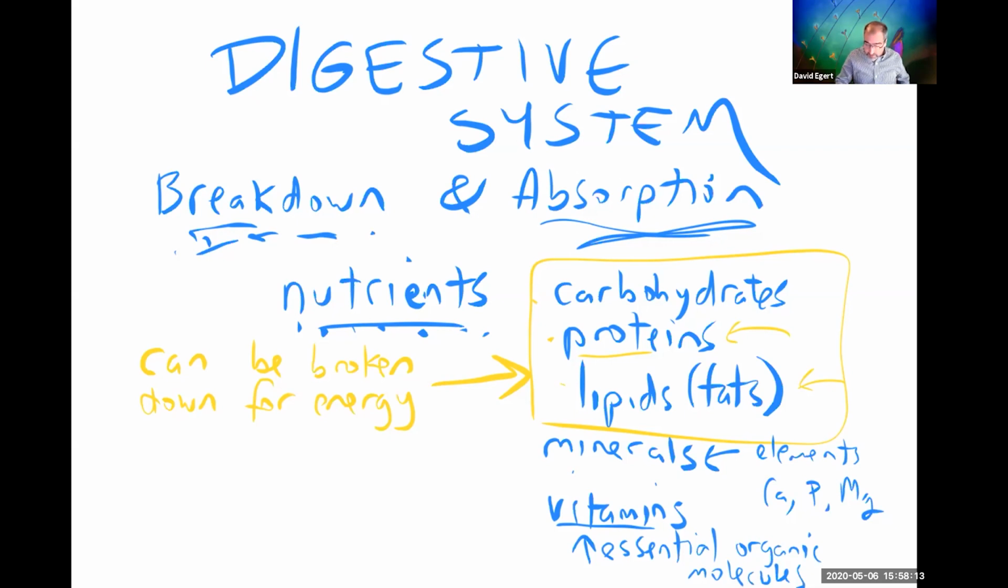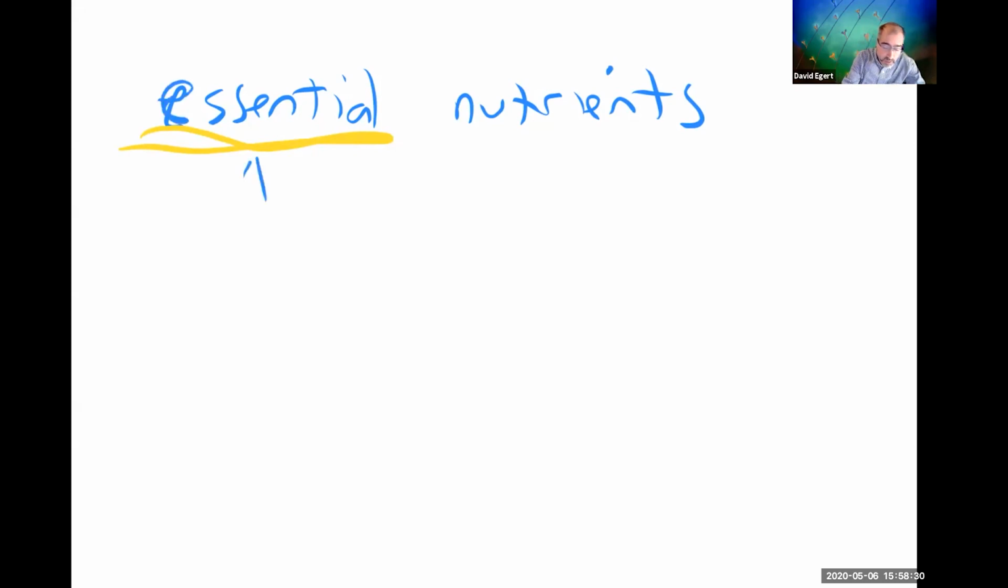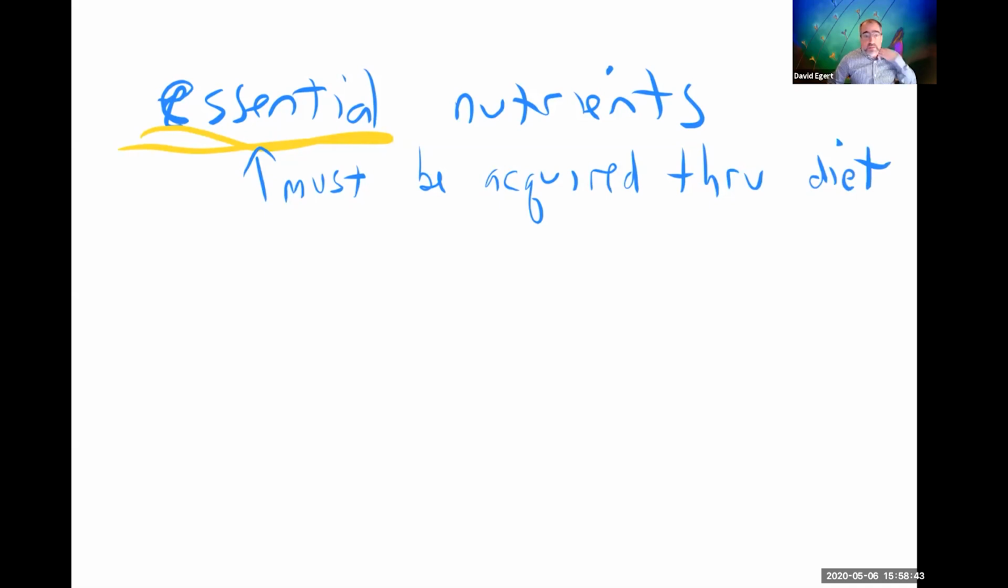So let's talk about essential nutrients. When we use the word essential in the terms of nutrition, it has a very specific meaning. Essential means must be acquired through the diet. So for instance, there are no essential carbohydrates. If you don't have glucose, you run gluconeogenesis. Any carbohydrate you need, you can make using the other stuff you've got, using your metabolic pathways. So there's no essential carbohydrates that you need to get through your diet.